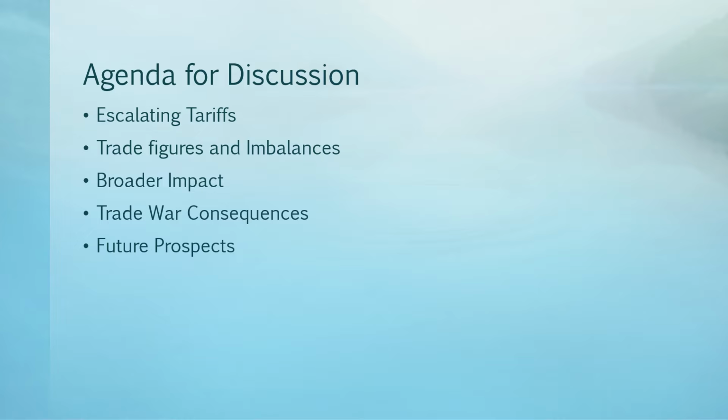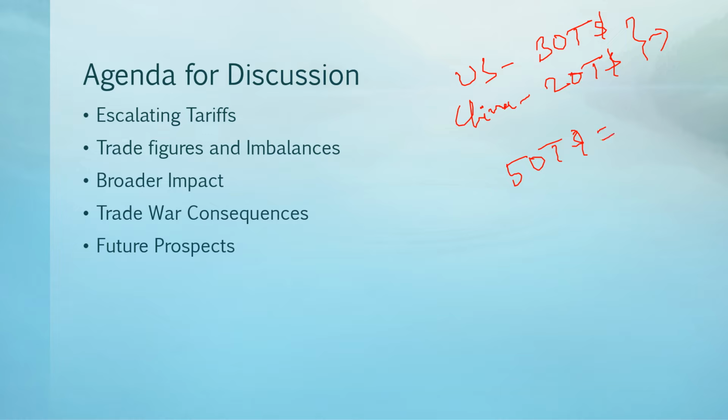China's GDP is around $20 trillion, right? And US GDP is around $30 trillion, right? So if you combine this, $50 trillion is equal to 43% of world's GDP. This is very important, and that is why this conflict has become so important, right?